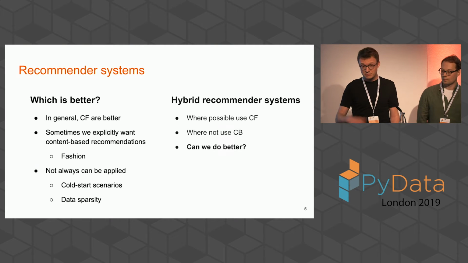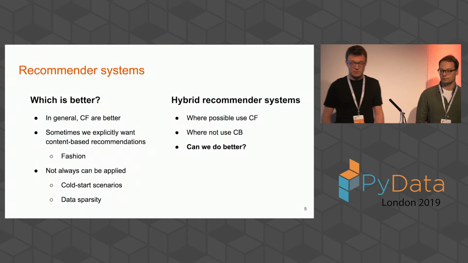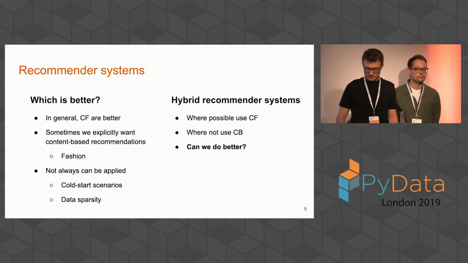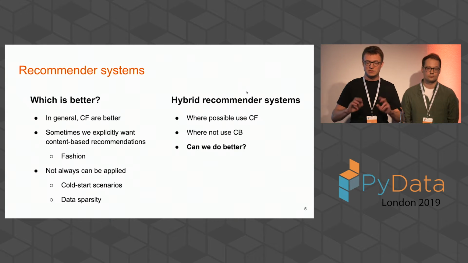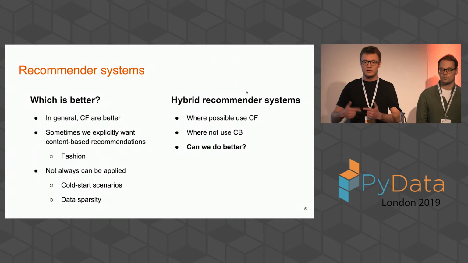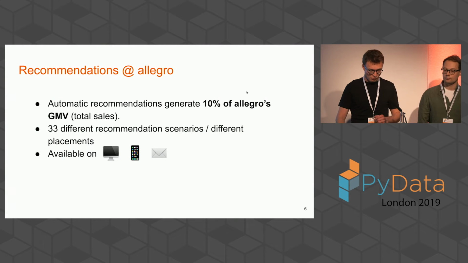So the common strategy is to use collaborative filtering whenever it's possible and fall back on content-based when it's not possible to use collaborative filtering. And the question is, can we do better? And yes, later on we will describe a strategy for how to recommend using those crowd-based or behavioral methods for those freshly added products as well.